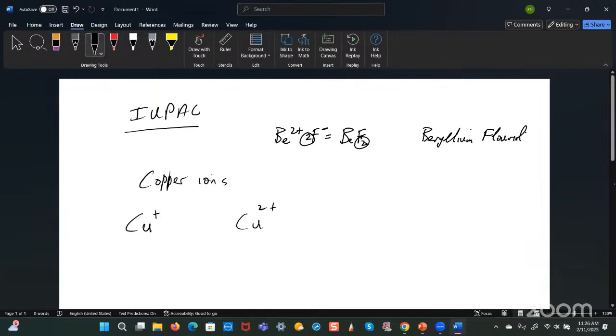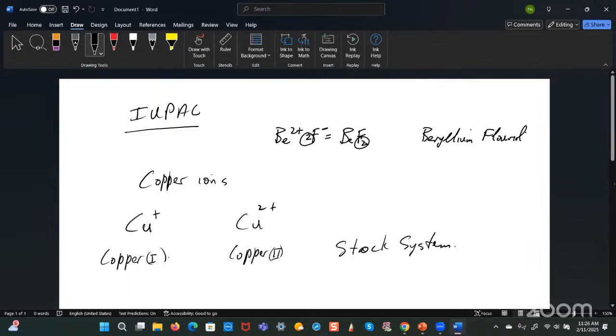According to IUPAC, in order to distinguish between these two compounds, we call this one copper 1, with Roman numerals in parentheses, and this one is copper 2, right? The system that is used in this case is called the Stock system. I'm not sure why it's called that, but that's basically the system that is used.